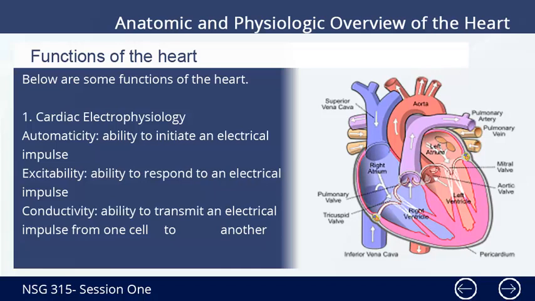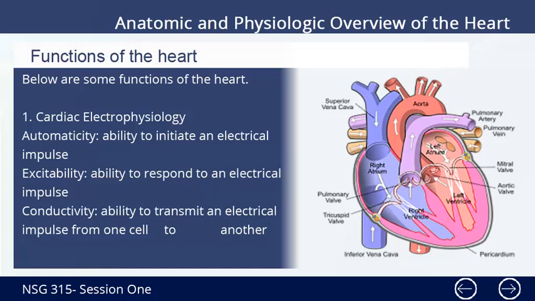Physiologic characteristics of the two types of specialized electrical cells, the nodal cells and the Purkinje cells, provide this synchronization. Number 1, automaticity, that is, the ability to initiate an electrical impulse. Number 2, excitability, that is, the ability to respond to an electrical impulse. Lastly, number 3, conductivity, that is, the ability to transmit an electrical impulse from one cell to another.